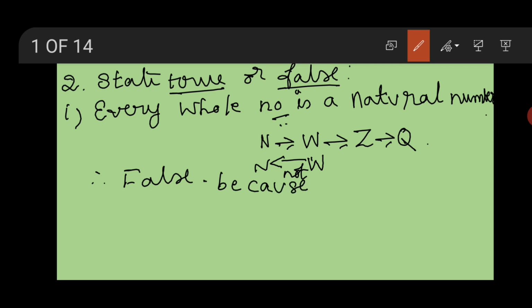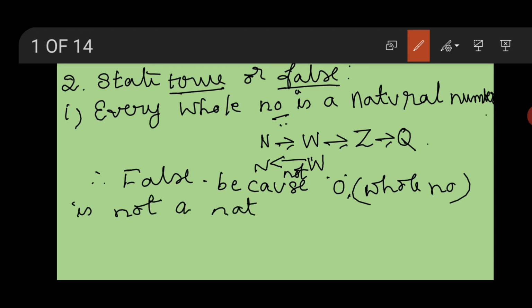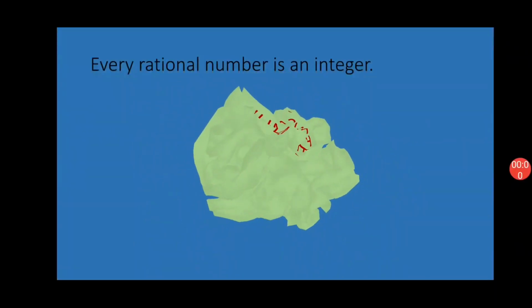Why is it false? Because the whole number 0 is not a natural number. That is why the given statement is false.